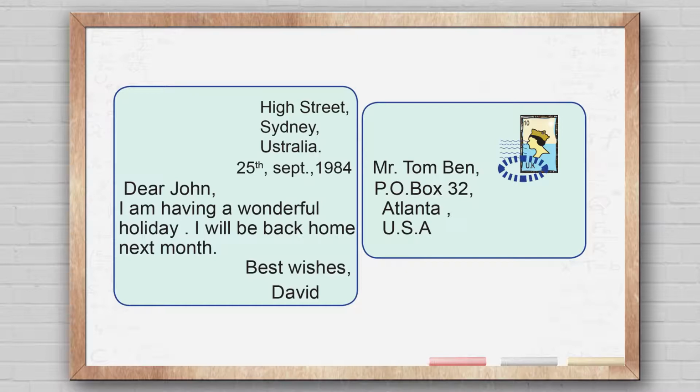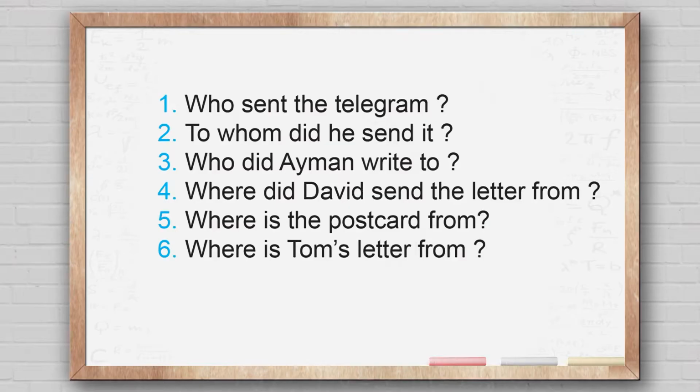Number 4, Mr. Tom Ben, P.O. Box 32, Atlanta, USA. After you study these messages, answer the following questions.